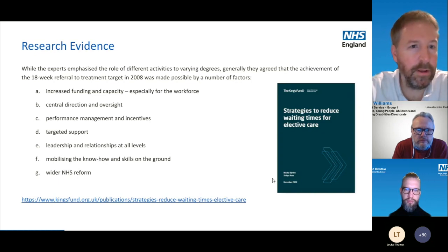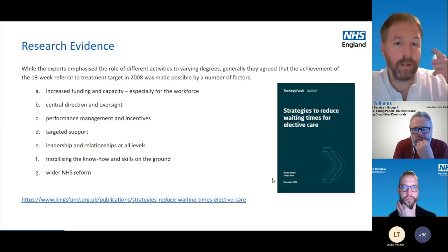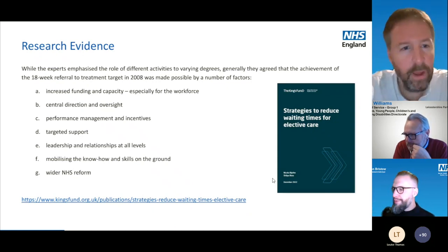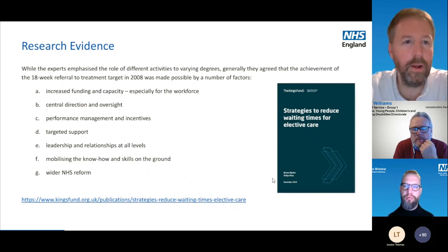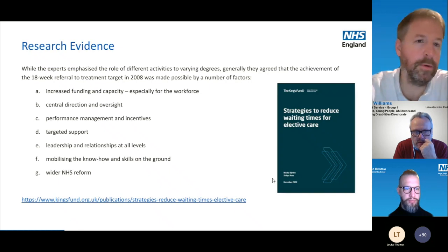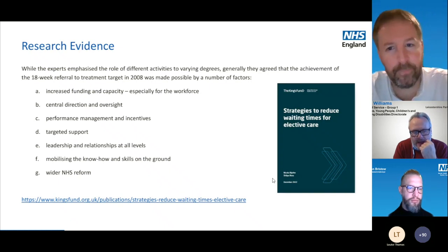Central direction and oversight. I'm sure a number of you have received quite a lot of documentation from the National Policy Team in recent years, both in terms of waiting times guidance and more broadly in terms of implementing models of care. Performance management and incentives. And that's a lot about what we're going to talk about today in terms of a PTL process, waiting lists, and proactive management. Targeted support, which is effectively the role that our team fulfills, and we are available to help. And Simon will talk a bit later about how we can help you in your organisations and systems.